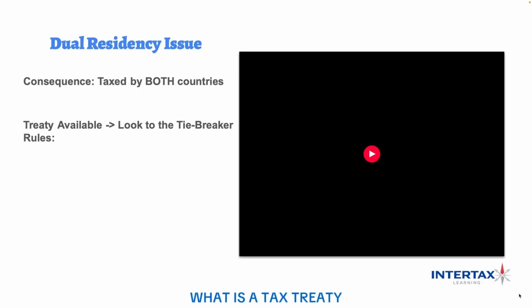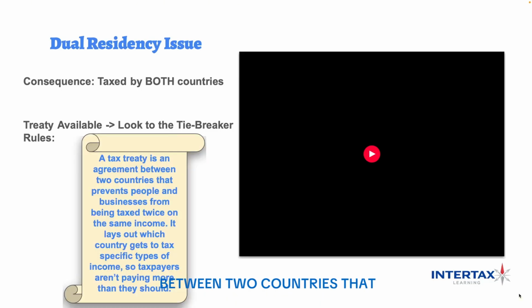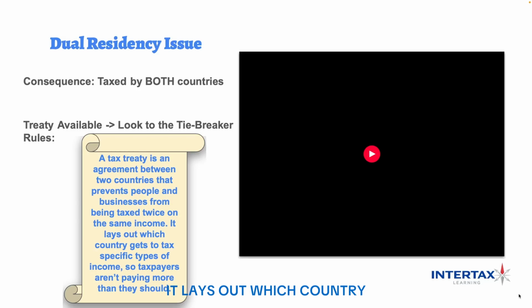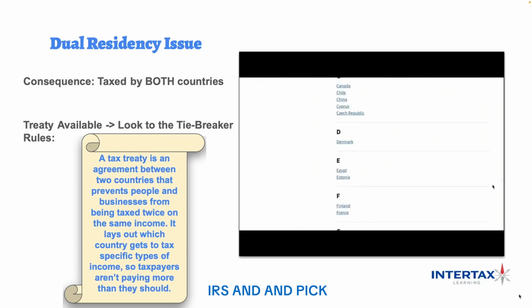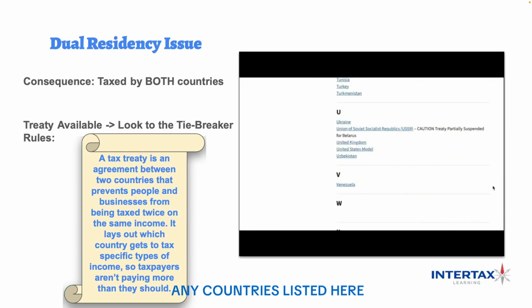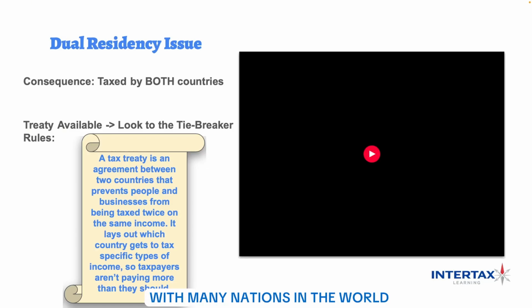What is a tax treaty? It is an agreement between 2 countries that prevents people and businesses from being taxed twice on the same income. It lays out which country gets to tax specific types of income, so taxpayers aren't paying more than they should. If you'd like to explore tax treaties, you can go to the IRS and pick any countries listed here. The US has treaties with many nations in the world.